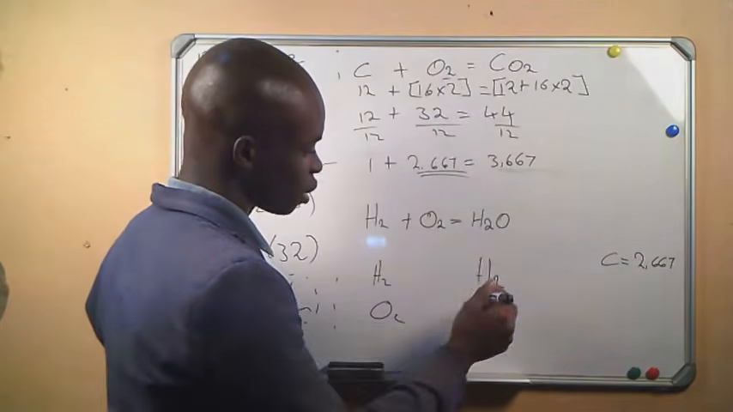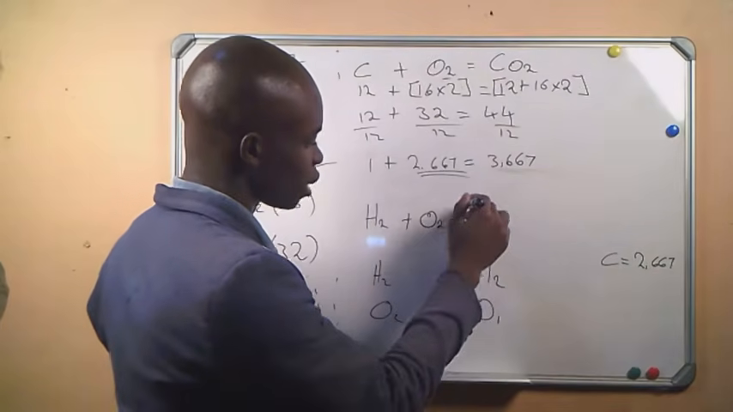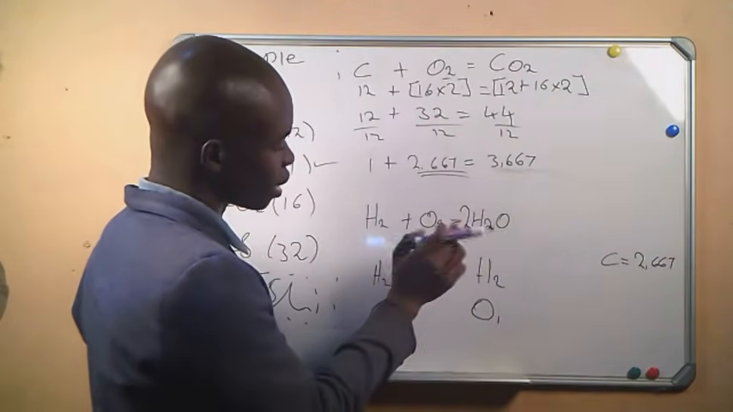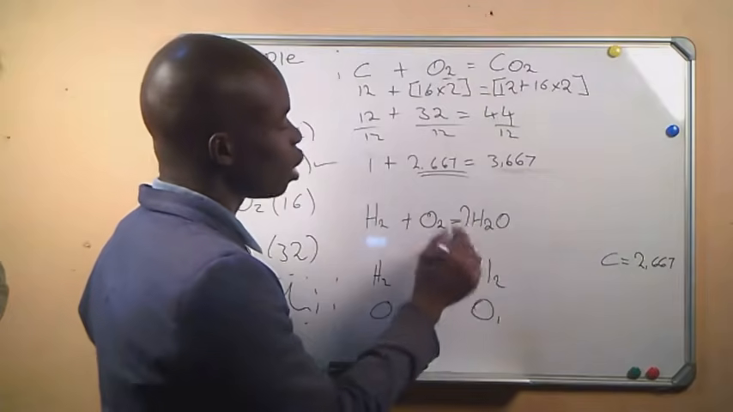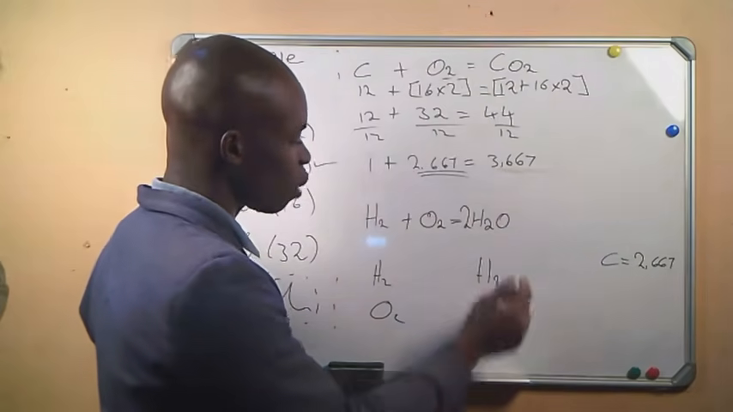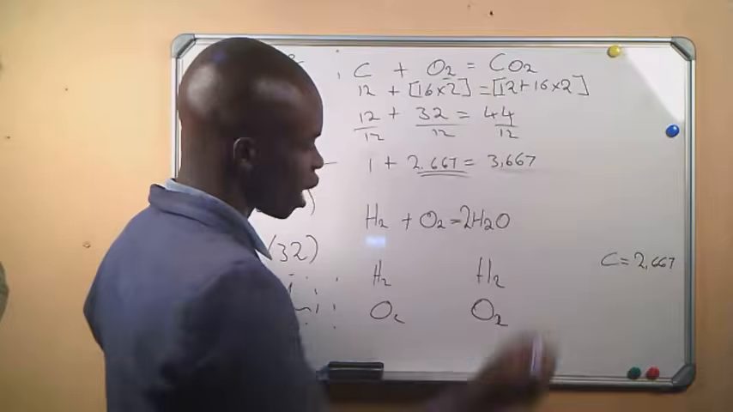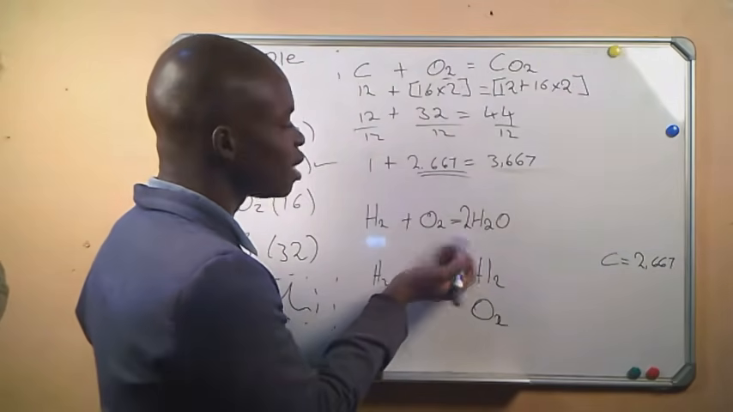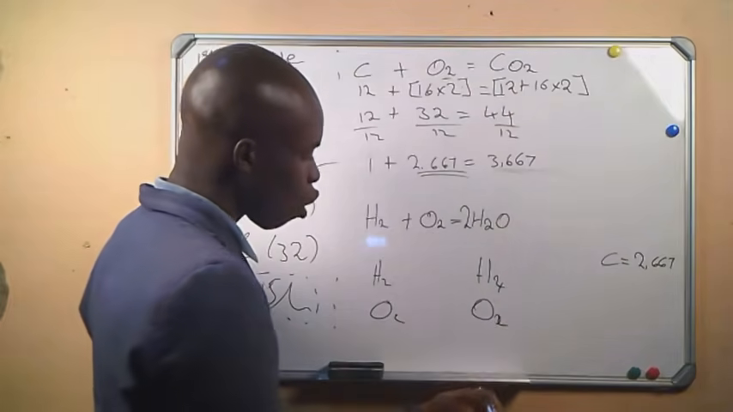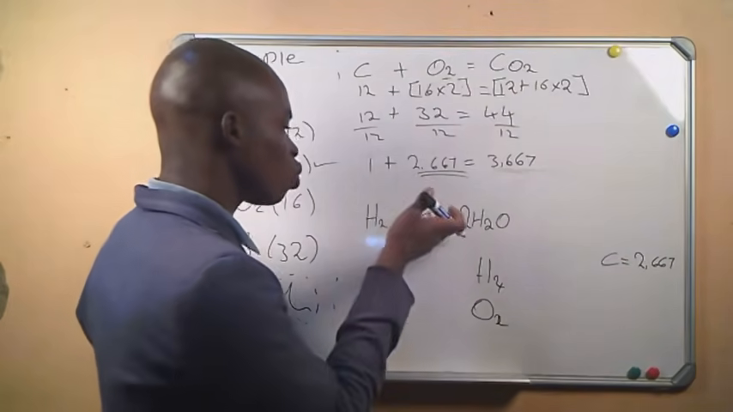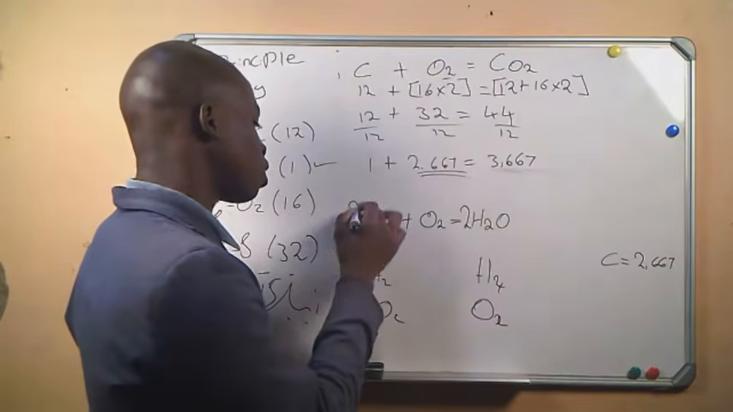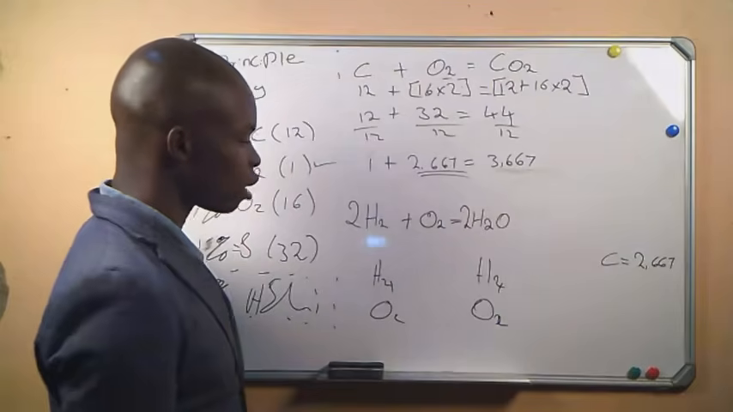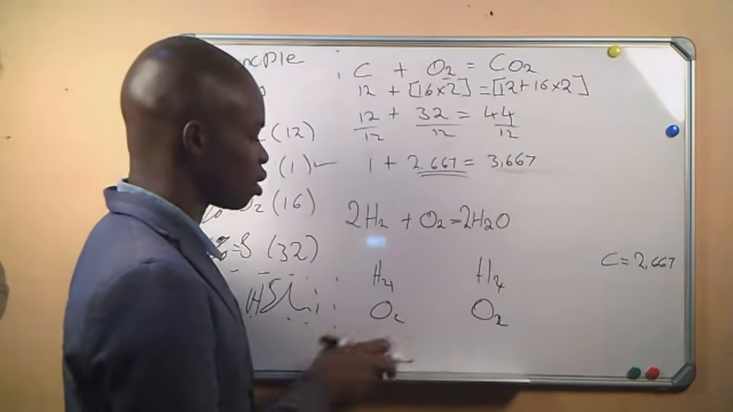Now, because we want to add oxygen on this side, we will add a 2 here, because we cannot add it there. So this 2 will affect this O, and then we will have 2 oxygens. But this 2 will also affect this H, so that we have 4 hydrogens. And then to solve that problem, we must come to this side and put a 2 as well, so that we have 4 hydrogens on both sides and 2 oxygens on both sides.